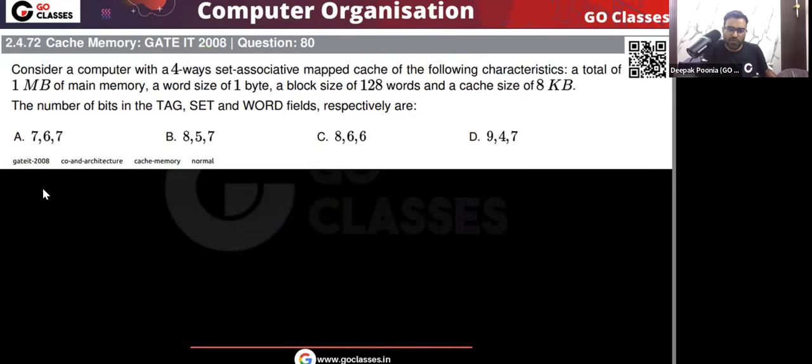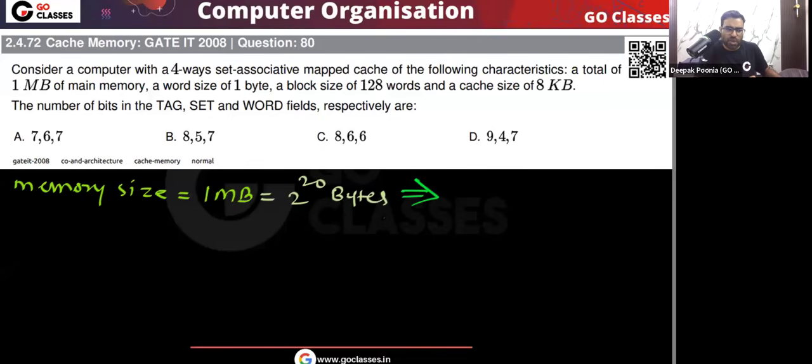Tell me how many bits for address, because already the main memory size is given to you, that is 1 MB. 1 MB simply means 2 power 20 bytes. Remember, by default main memory is byte addressable, so every byte has an address. We have 2 power 20 bytes, and every byte has an address. So for address, how many bits we need? 20 bits. Yes or no? So for the physical address or memory address, we need 20 bits. Very simple.